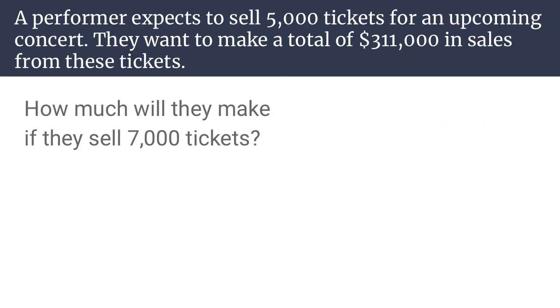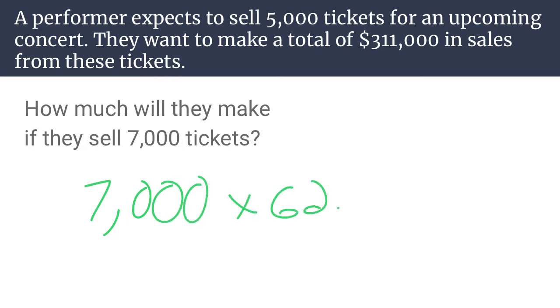How much will they make if they sell 7,000 tickets? Well, since we know the price of our tickets, we would just take the 7,000 and multiply it by $62.20. And that would give us $435,400.